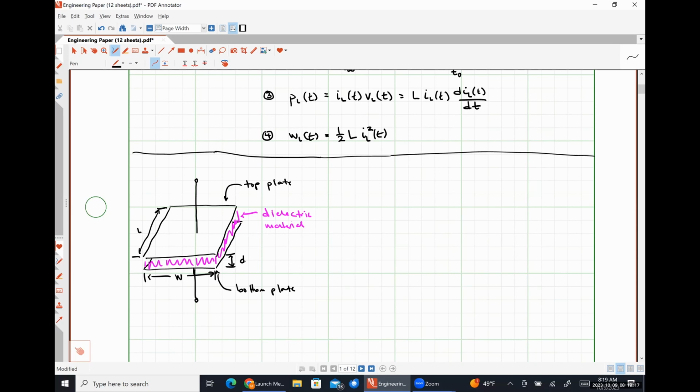The distance between the plates could be thought of also as the thickness of the dielectric material.